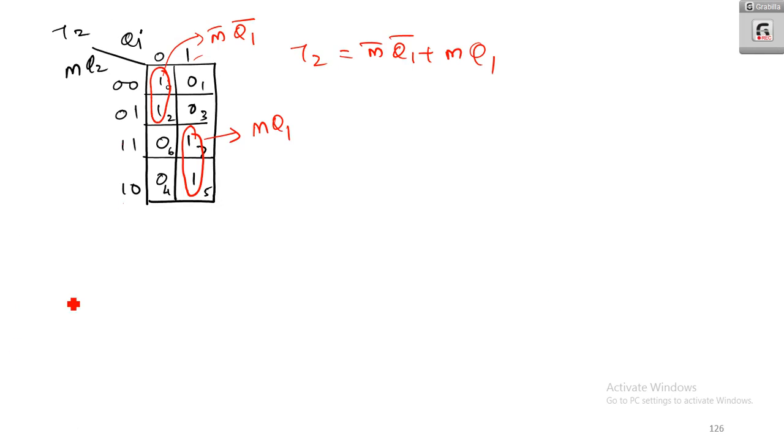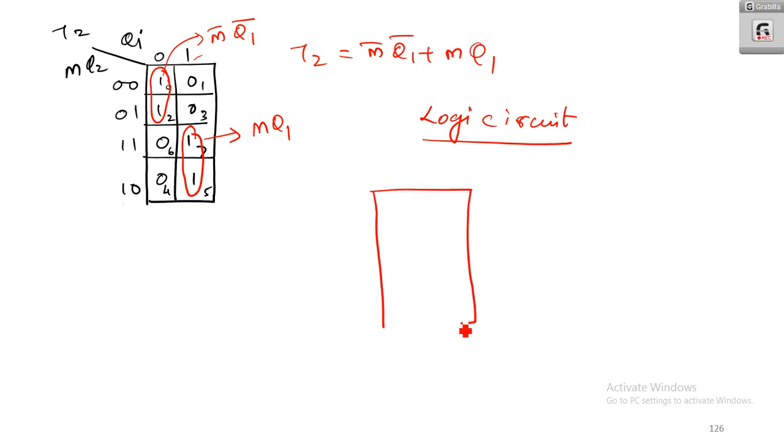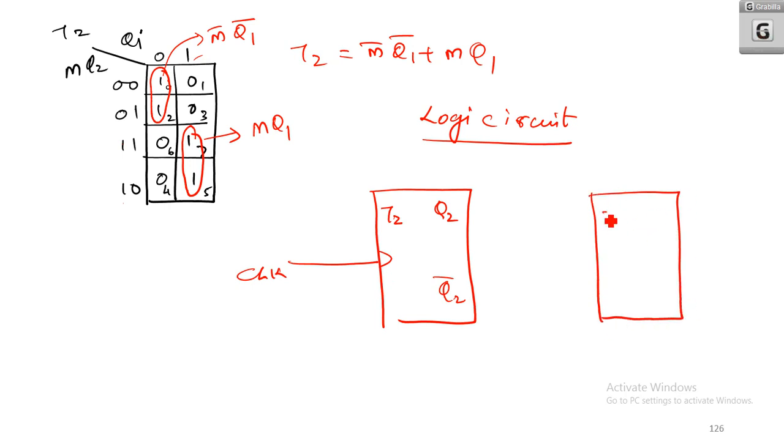Now coming into the logic circuit. To draw the logic circuit, you should have 2 flip-flops. That is, T2 is here: T2, Q2, Q2 bar, and the clock. Then T1, Q1, Q1 bar. Now what is T2?